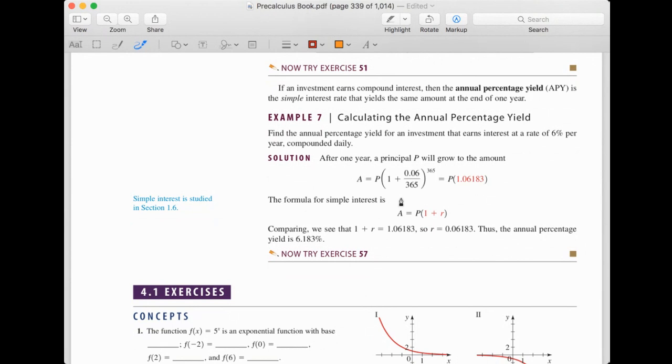1.06183. The formula for simple interest is just P times 1 plus R. Then we put an R in, so we just get 1 plus R equals this, or R equals this. That's how we find the interest rate given certain conditions.